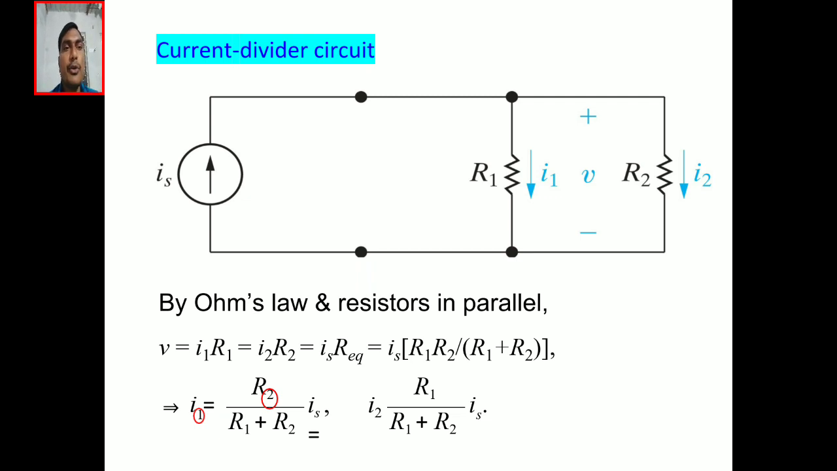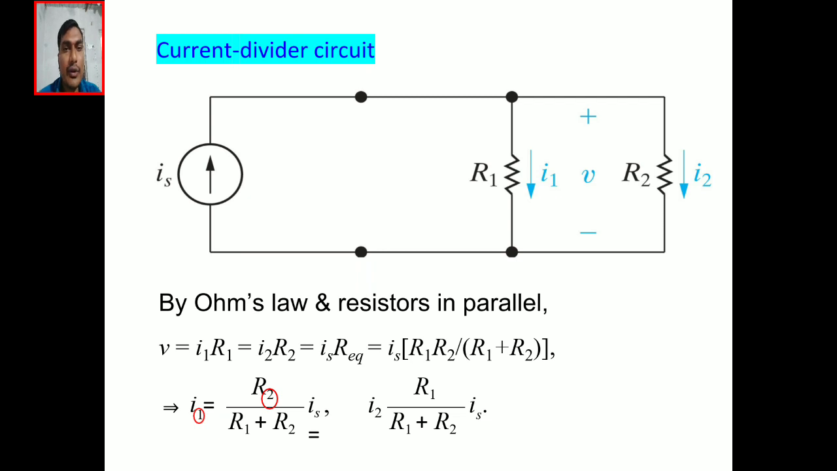This is a parallel circuit, so the voltage across R1 is equal to the voltage across R2. What about the current? Is is the supply current or supply source, and this divides at a node, so the current divides into I1 and I2. I1 is the current flowing through resistor R1, and I2 is the current flowing through resistor R2. From this we can write, by Ohm's law, resistors connected in parallel.